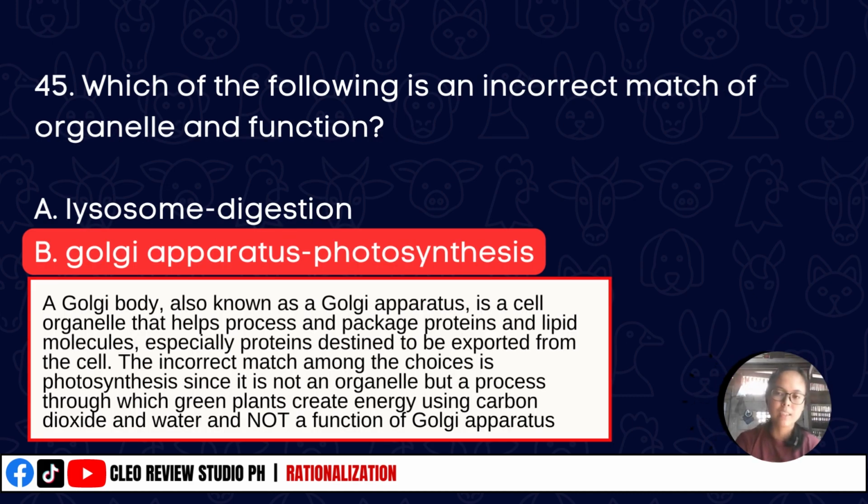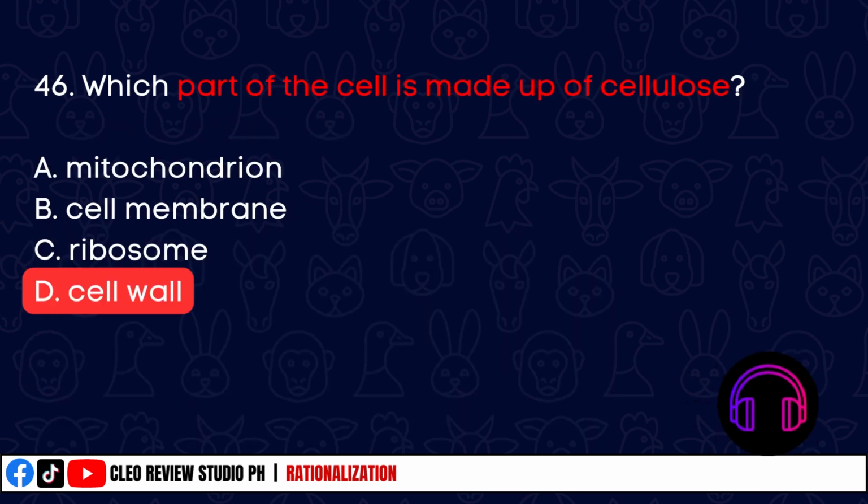Which of the following is an incorrect match of organelle and function? The correct answer is option B, Golgi apparatus photosynthesis. Why? Because photosynthesis is not a function or role ng Golgi apparatus, since it is responsible to help process and package proteins and lipid molecules. Which part of the cell is made up of cellulose? Of course, it is cell wall, letter D.